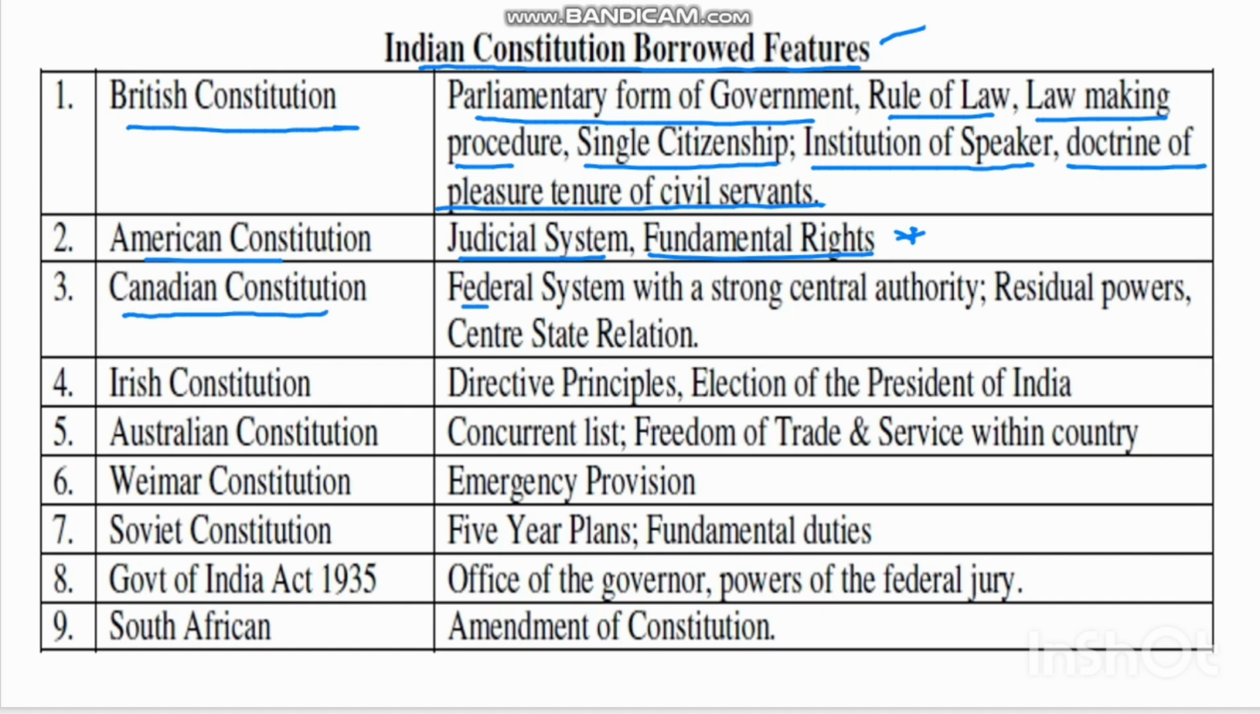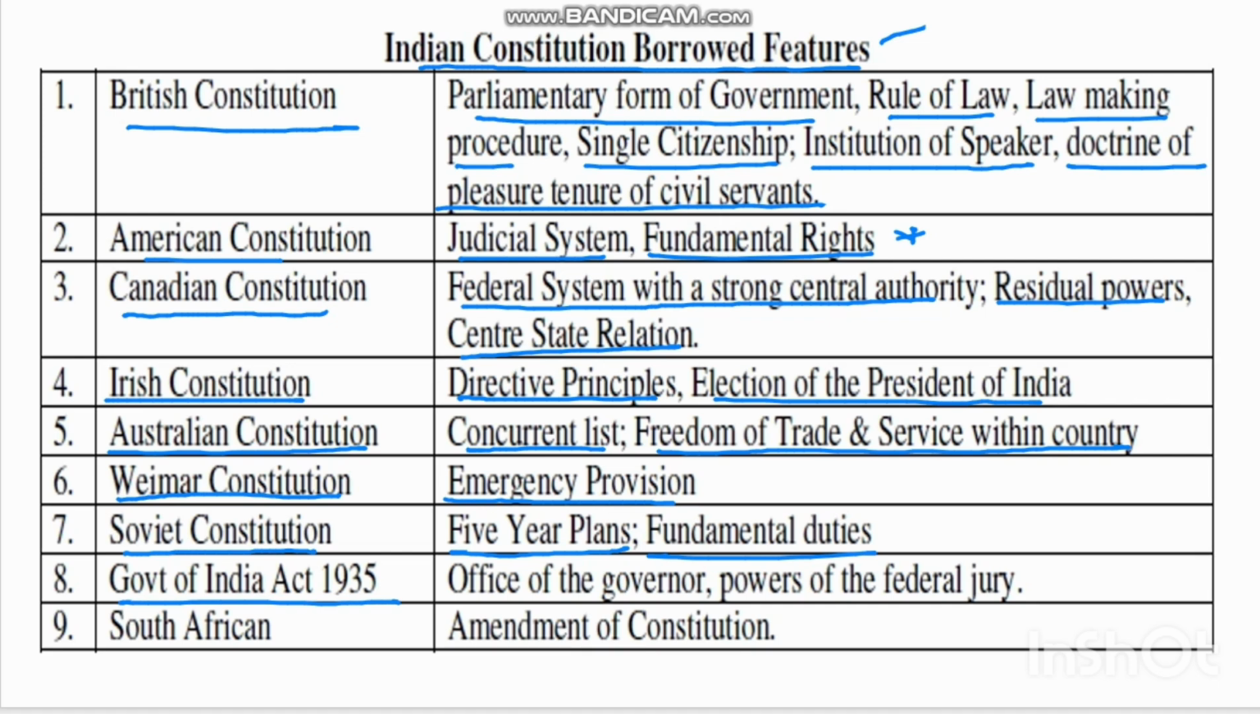From the Canadian constitution, the federal system with a strong central authority, residual powers, and state-center relations. From the Irish constitution, DPSPs, the directive principles, and the election of the President of India. From the Australian constitution, the concurrent list and freedom of trade and service within the country. From the Weimar constitution, emergency provisions. From the Soviet constitution, five-year plans and fundamental duties.